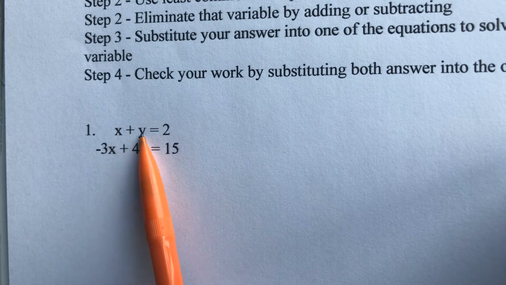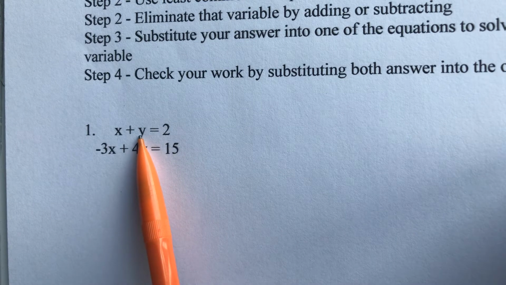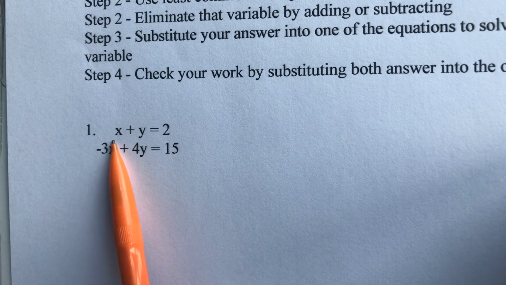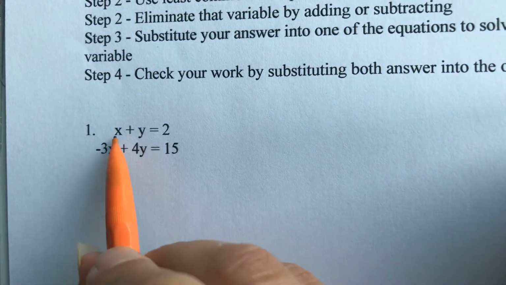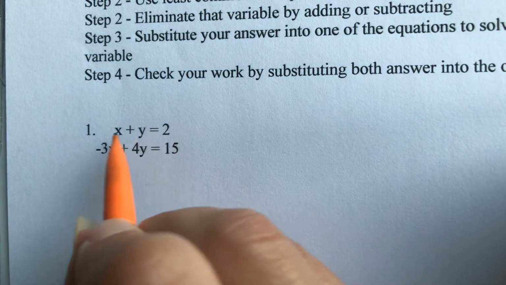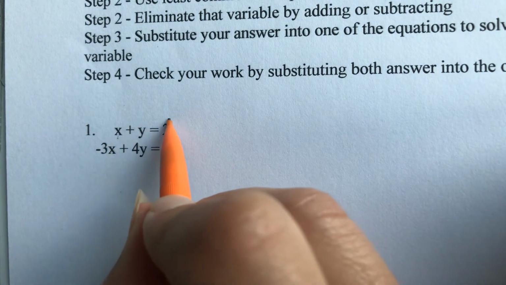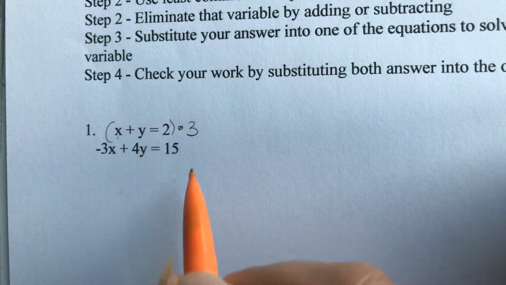Okay. Here we have our y's. We have a 4 and a 1. So again, if I can make this a 4, we can cancel those. Well, I can make this a 4 or I can make this a 3. So I have to, step one, decide which one I want to get rid of. It really doesn't matter. I'm going to decide that I want to get rid of the x. So I can make this a 3. All I have to do is take this whole equation and I'm going to multiply by 3.